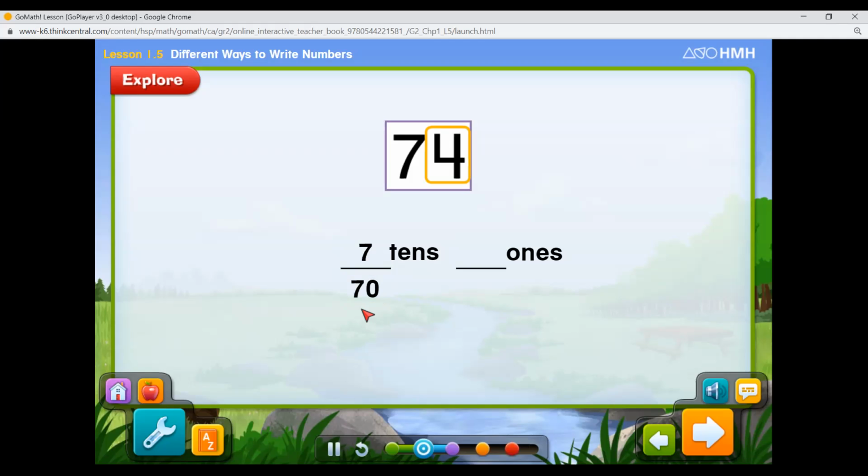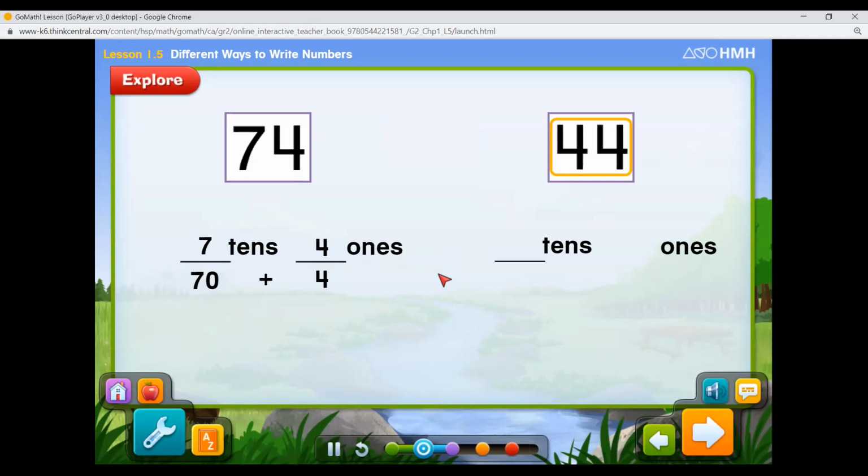Now let's look at the 4. What's the value of this 4? Click to reveal its value. Exactly. This 4 has a value of 4 ones. What's another way to show 4 ones? Right, you can just show the number 4. So the value of 74 is 7 tens, 4 ones.